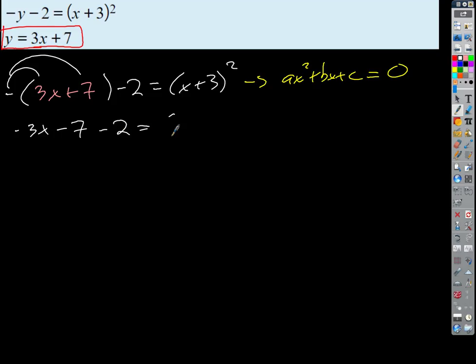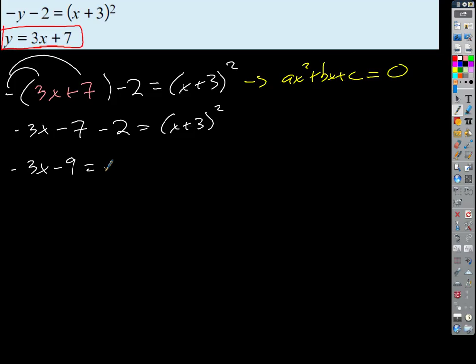And then over here, x plus 3 squared. So now we're just simplifying, right? On the left side, what can we do? Combine like terms. Negative 7 minus 2 is what? Okay, what about the right side? Well, let's go ahead and do the right side in the same step, because we've got to do some stuff there.